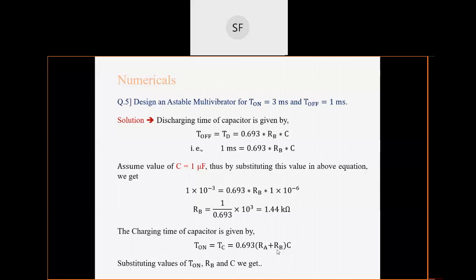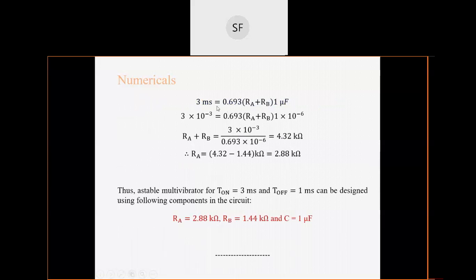So now we have the value of RB, we also have the value of capacitor, obviously we have assumed that, right? So now the only unknown parameter in this expression is RA, because we also have T on equal to 3 milliseconds. So you have to just again put these values. So I have put the values here. 3 millisecond is nothing but 3 into 10 to the power minus 3.